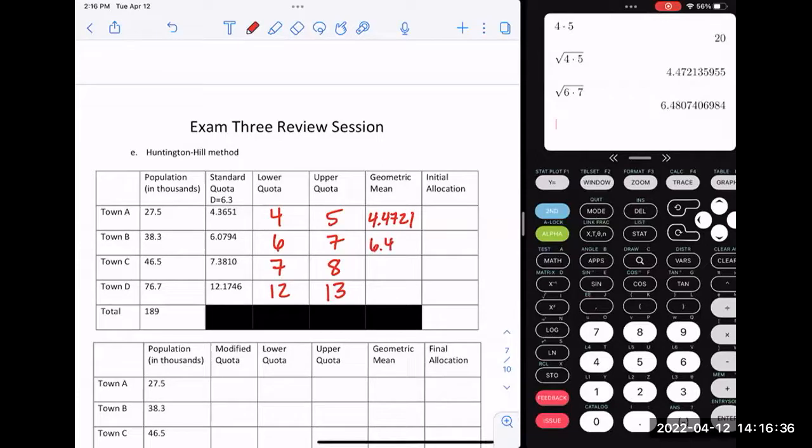One thing that's nice about the geometric mean is it will always be in between the two numbers you're finding the mean of. So if we're finding the geometric mean between 6 and 7, it's going to be 6 point something, right? And that will be the case for all of these, so you can catch any simple errors that way. So then square root of 7 times 8. I'm getting 7.4833. Then square root of 12 times 13. 12 point, this actually rounds to 12.4900.